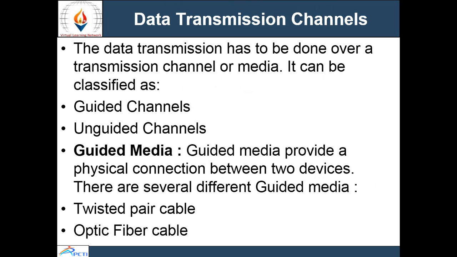Data transmission channels. The data transmission has to be done over a transmission channel or media. It can be classified as guided channel, unguided channel. First one is guided media. Guided media provide a physical connection between two devices. A signal traveling through guided media is directed and contained within the physical limits of the medium. There are several different guided media: twisted pair cable, optic fiber cable.